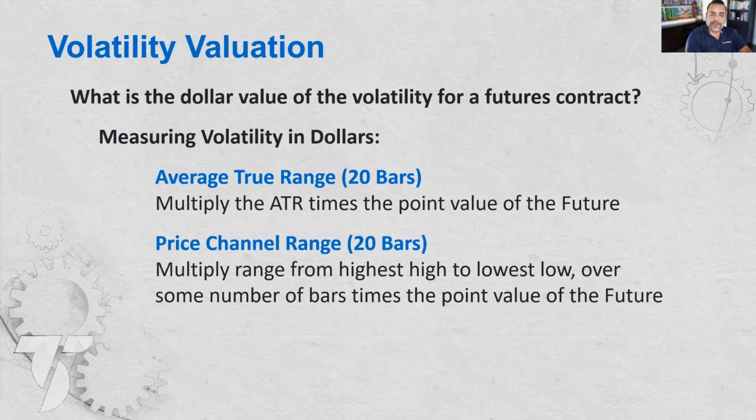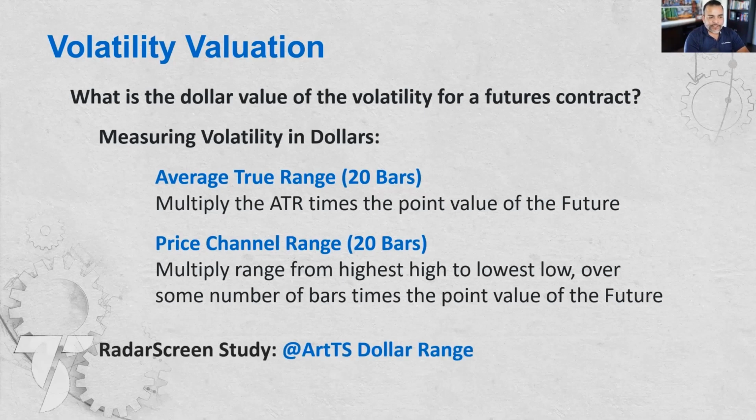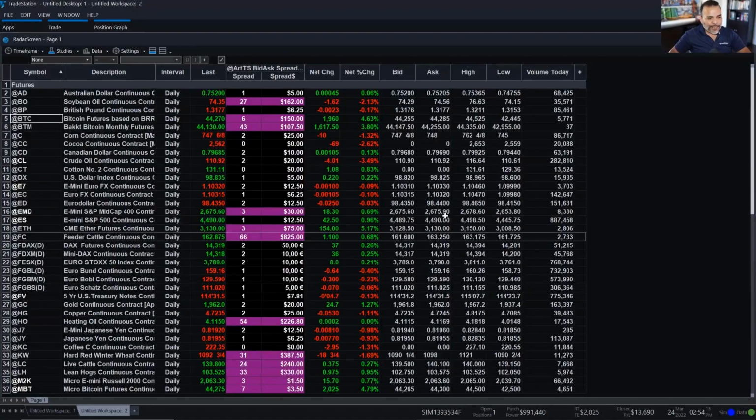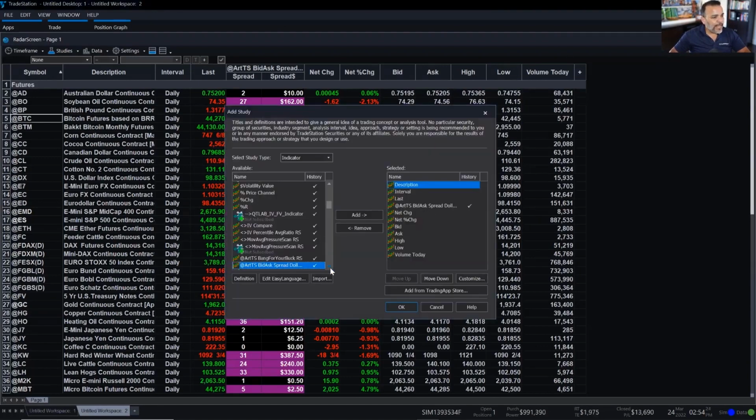And that is also a way of looking at how far up and how far down the price of the commodity has been. Not only how far the price has been, but what does that represent in dollars? We'll look at our next study, which is the RTS dollar range. Let's take a look. I'm going to continue using RadarScreen because these indicators were specifically designed for RadarScreen. I'm going to click on the plus here. And let's look at the one that we just mentioned, which is right here, RTS dollar range.